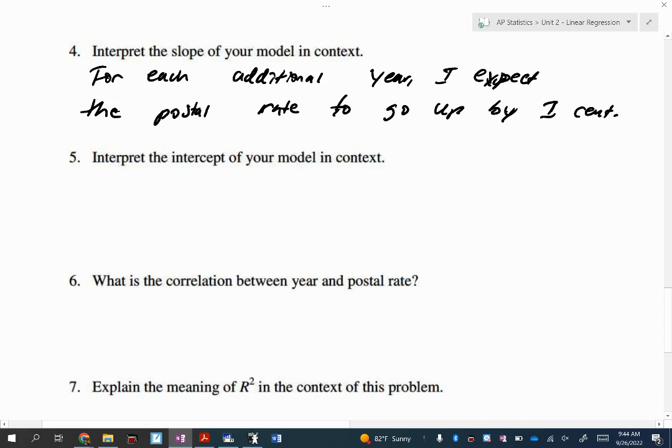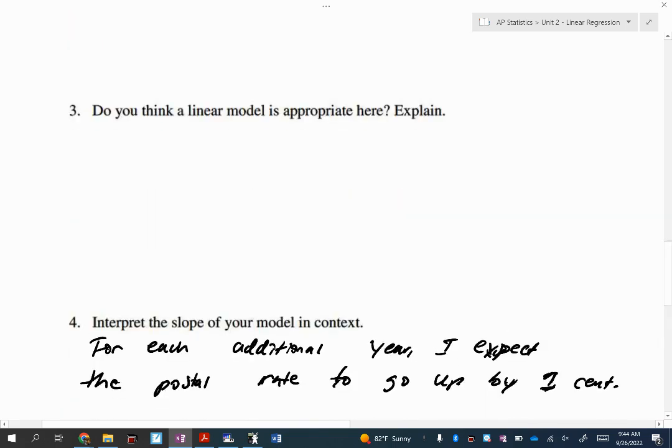If you wanted to, you could say for each decade, I expect the rate to go up by 10 cents. You could do that for every century. You expect it to go up by $1. It's your choice. I'm not really concerned about that. I will say most students will just use the actual slope here, so 1 cent. Everybody good with that?